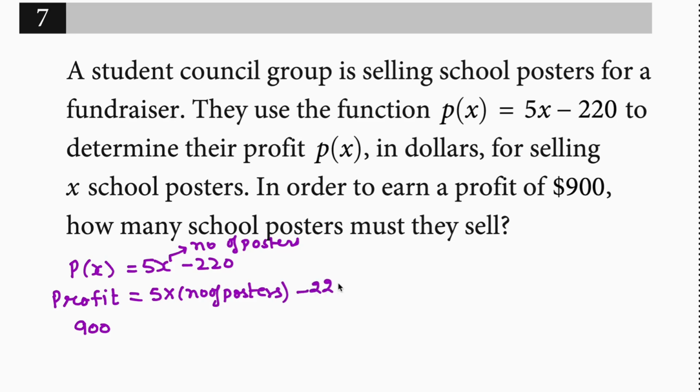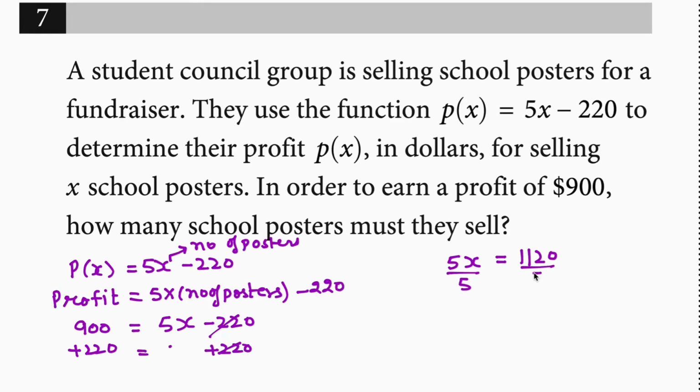Minus 220. Okay, what is needed? How many school posters must they sell? So that means x is asked. Okay, let's solve it. First, we will add 220 on both sides, plus 220. This is cancelled. Now I am doing it here. So 900 plus 220 is 1120. Dividing by 5 on both sides.